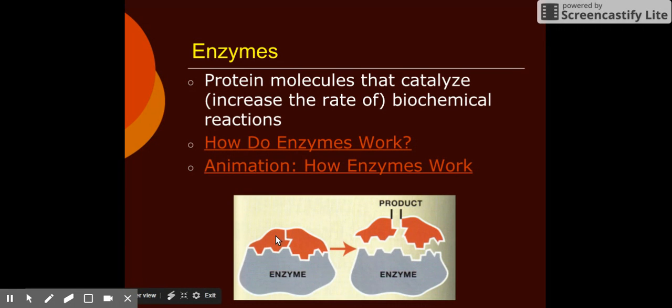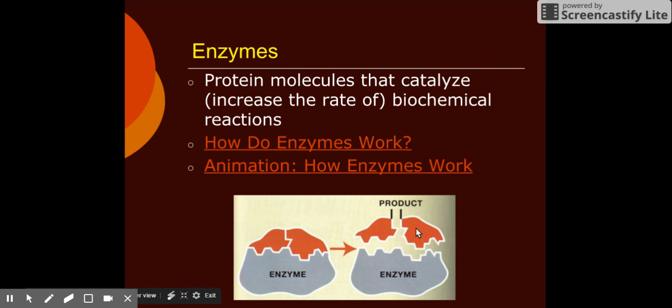And what they'll do, for instance, in this case, we have a large molecule that comes in and fits into this enzyme. And through the reaction process, it will cause the substrate to split, in this case, into two products. And so this would kind of be like digestion. You take in a large macromolecule, it fits into the enzyme, and the enzyme causes that large macromolecule to break up into maybe monomers or into smaller parts.